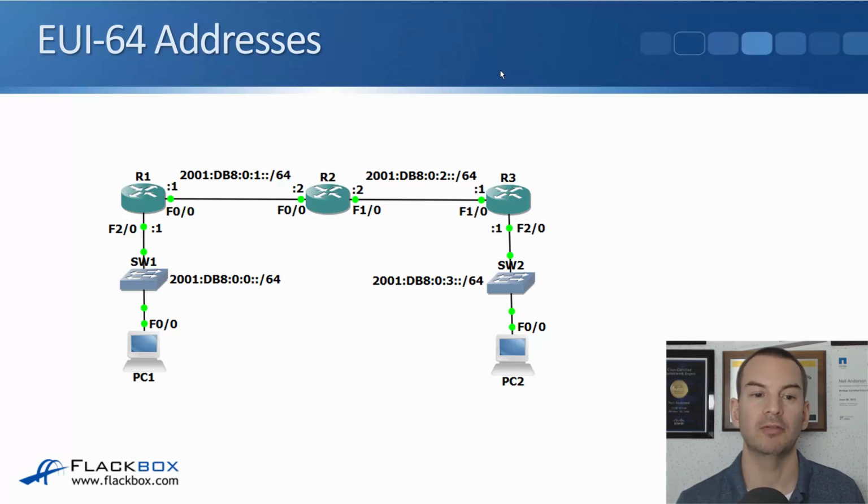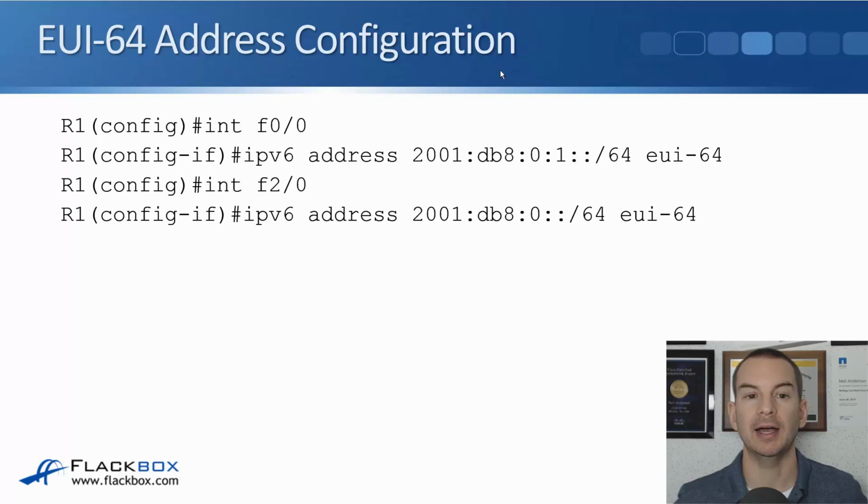We'll also do that on interface /2/0 as well, which is on the 2001:db8:0:0::/64 network. So looking at the commands, we go onto interface /0/0 on R1, and we say ipv6 address 2001:db8:0:1::/64. So that's the network portion of the address that's going to be on that interface, and then a space, and then we say eui-64. And for interface /2/0, ipv6 address 2001:db8:0::/64 eui-64. And the router will now generate IPv6 addresses for itself on those interfaces.